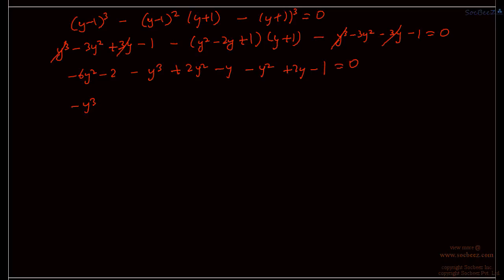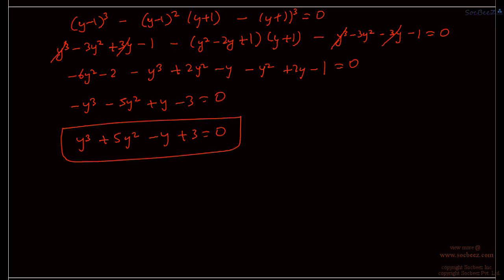Right? So I have minus y cube, the first term, and then for y squared I have minus 6y squared plus 2y squared minus y squared. That gives me minus 5y squared. Then I have minus y plus 2y, so that's y. And then I have minus 2 minus 1, so minus 3. Right? So just multiply the whole thing by minus 1. So I have y cube plus 5y squared minus y plus 3 equal to 0.